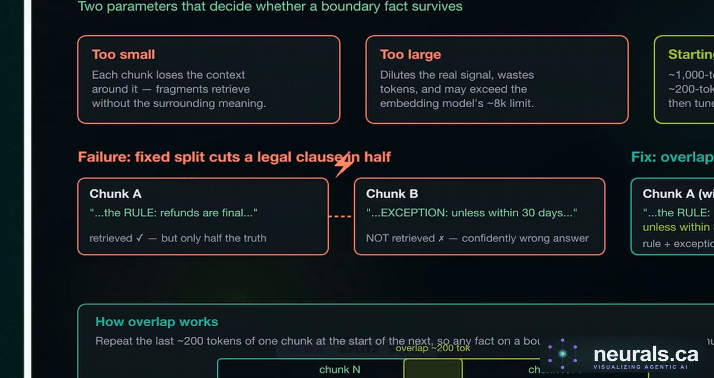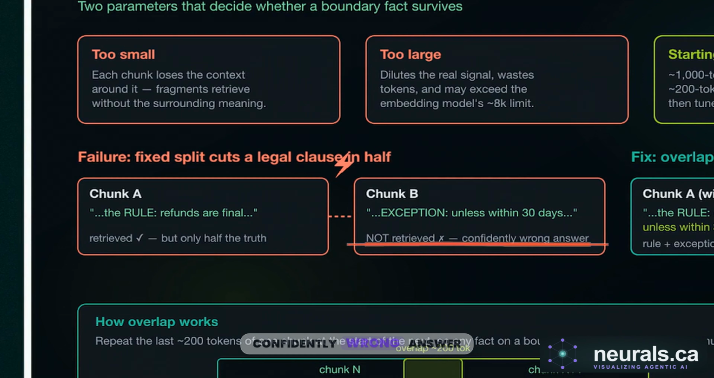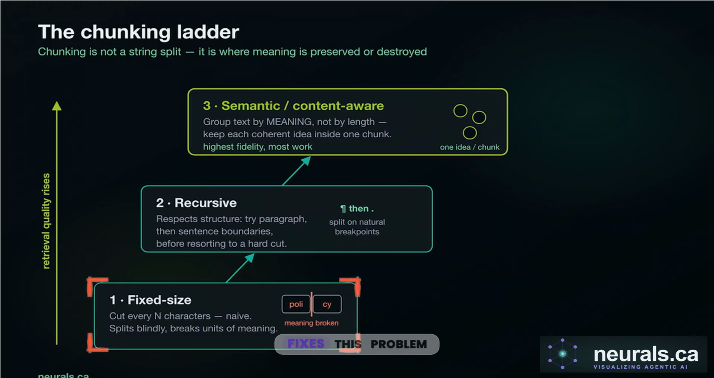This diagram illustrates how naive splits sever a thought. A rule goes into chunk A, but its critical exception is pushed into chunk B. The system only retrieves the first chunk. The AI reads an absolute rule and generates a confidently wrong answer. The chunking ladder fixes this problem.